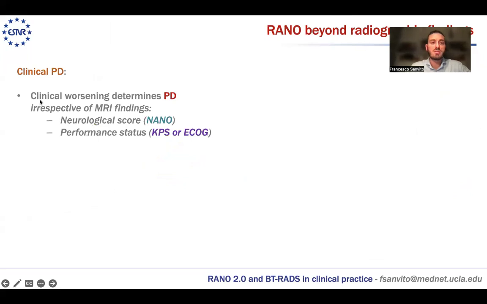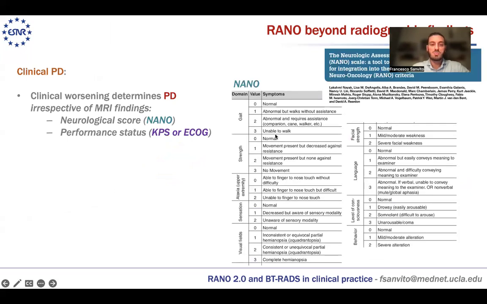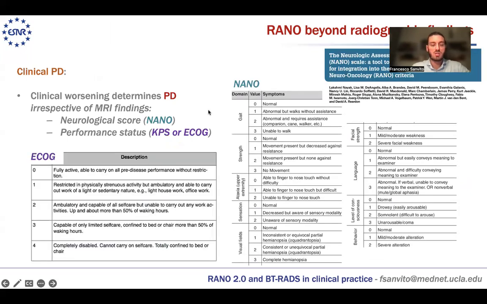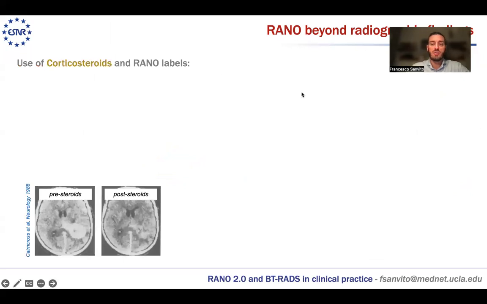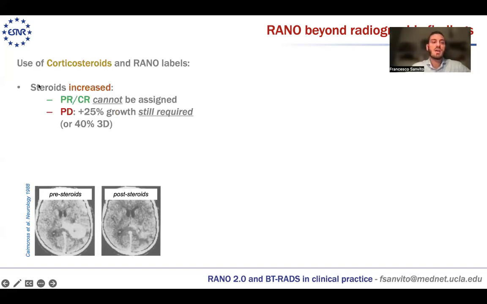Beyond radiographic reads, clinical progression is also considered a progression in RANO, in terms of neurological status progression or performance status progression. And again, beyond the radiographic findings, something that we have to think about is corticosteroid dose. We know historically that corticosteroids can cause an artificial shrinkage in the contrast-enhancing tumor volume or tumor size. That's why with increased steroids, we cannot assign a RANO response, because the shrinkage can be due to steroids.